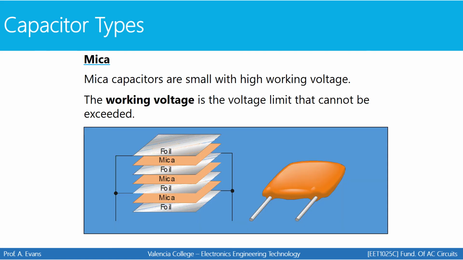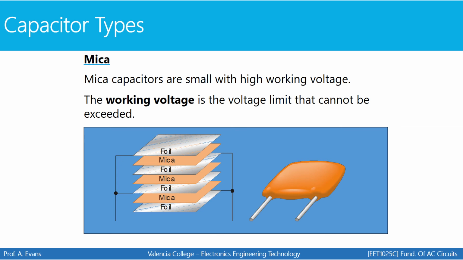So here are some different types of capacitors that you will see in a lab environment. There are mica capacitors. They're very small, they're flat, and they are orange. And they are literally pieces of foil and a material called mica that are layered together. Mica capacitors are very small in size, but they have a high working voltage.